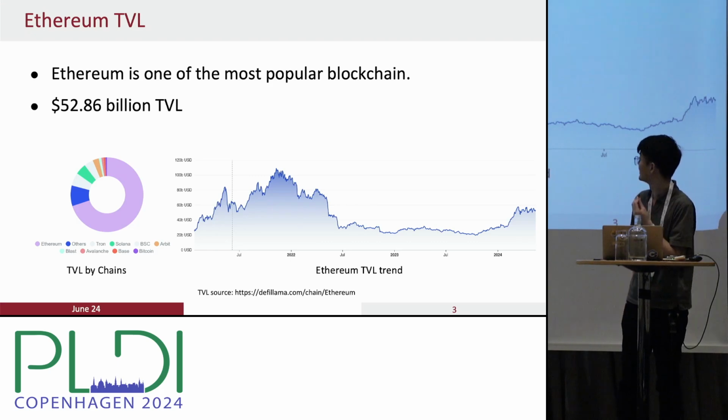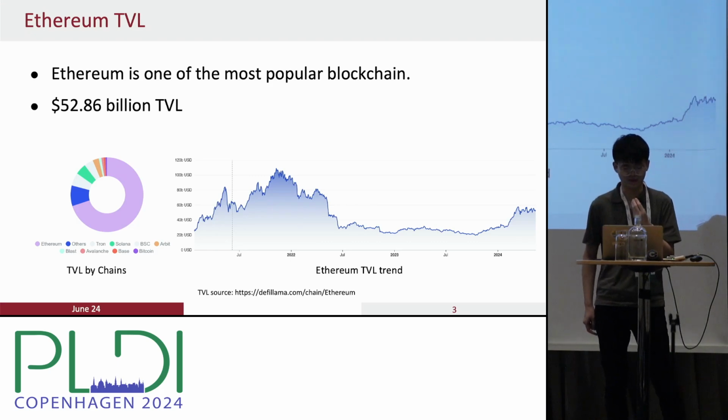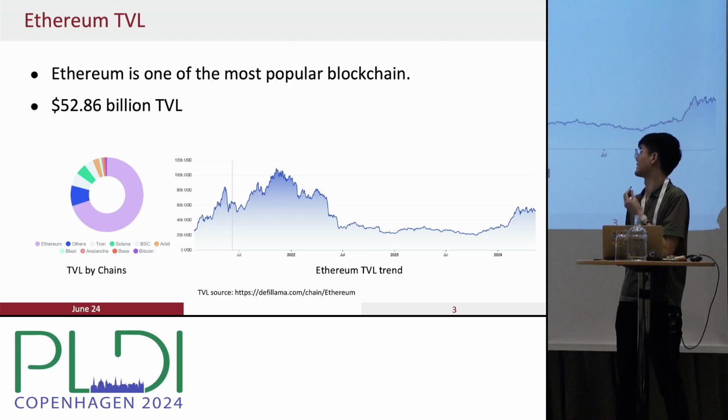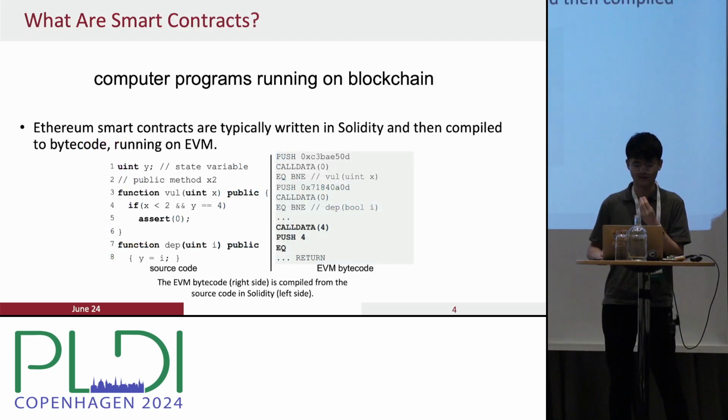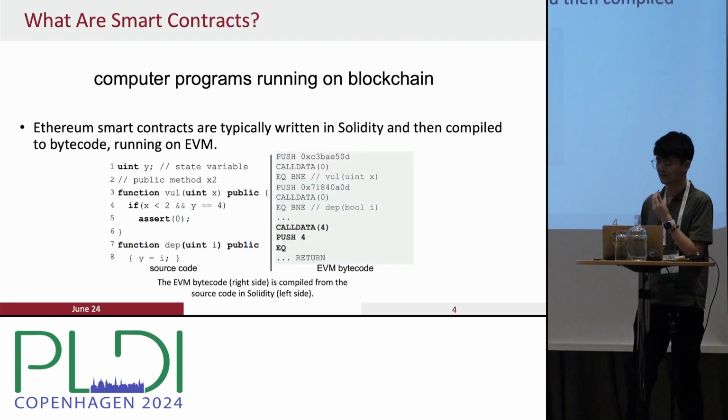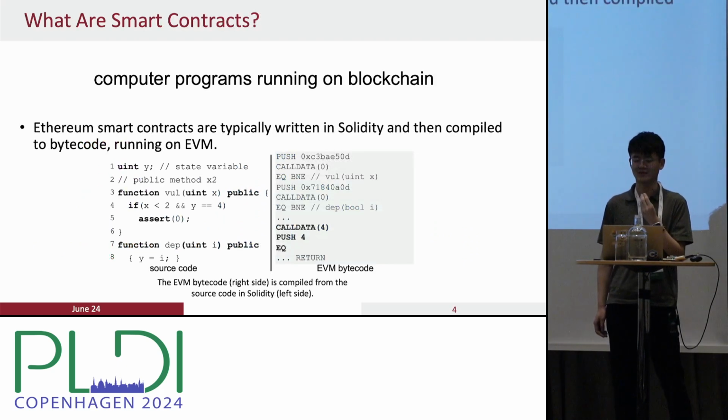It is the most popular one, and the total market value reached over 15 million dollars. This is because it is the first blockchain that can support smart contracts, which are a kind of computer program running on the blockchain. It made the blockchain programmable.